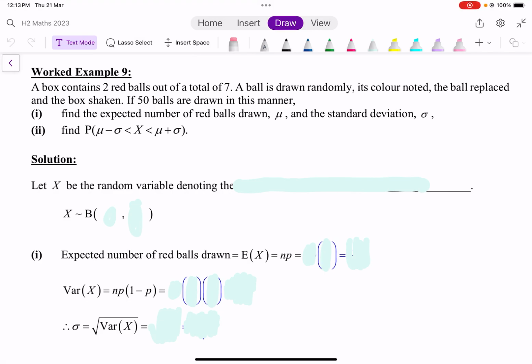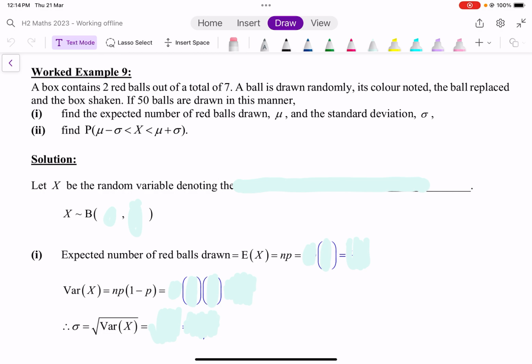Okay, let us take a look at example 9, which will let you make use of the formulas that you have just learned for the expectation and the variance. A box contains 2 red balls out of a total of 7 balls. What we're going to do is pick one ball randomly and take a look at the color. After that, we will put it back into the box. So 50 balls are going to be drawn in this manner.